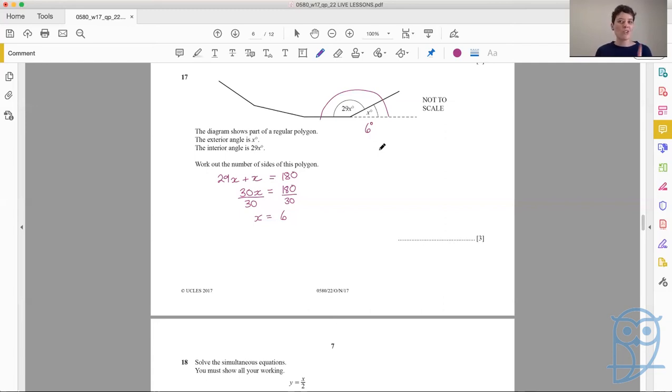We know that the sum of all the exterior angles equals 360. So we then know that 360 divided by 6 is going to equal 60, and that is then the number of sides, because we have the same number of exterior angles as we have sides, because each exterior angle has a side. So we have 60 sides.